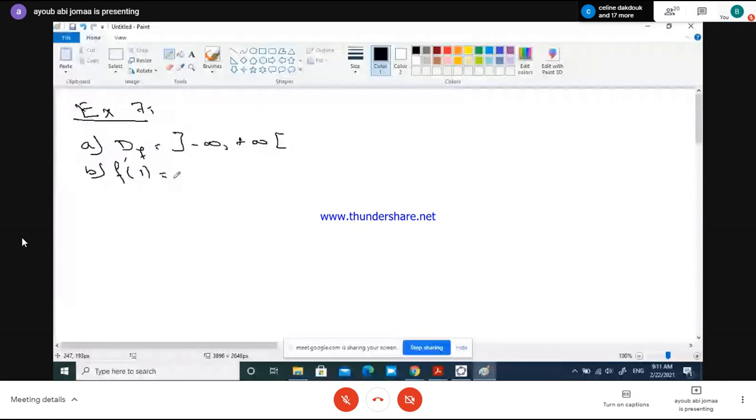So f prime of 1 is the slope of the tangent to C at A.